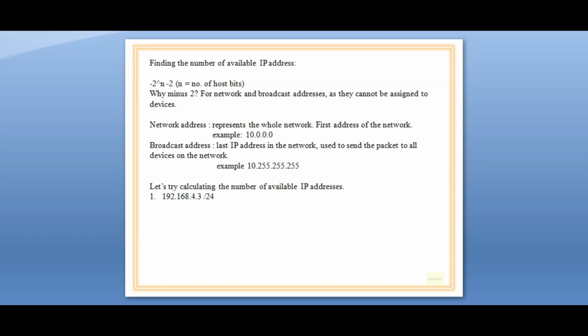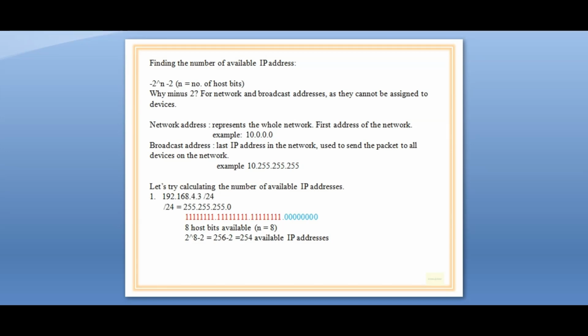Now back to what we were discussing, let's try to find the usable addresses in the 192.168.4.3/24 network. /24 means that the subnet mask is 255.255.255.0, which when written in binary looks like this. Now notice how the last octet is all zeros. It is our host portion. There are 8 bits in the host portion. N equals 8 here. So 2 raised to 8 minus 2 equals 254 usable IP addresses, which can be assigned to devices.